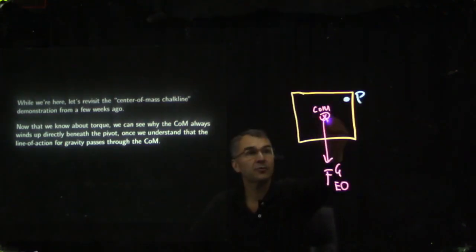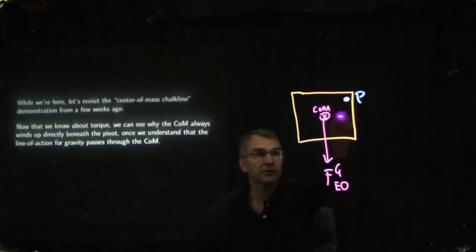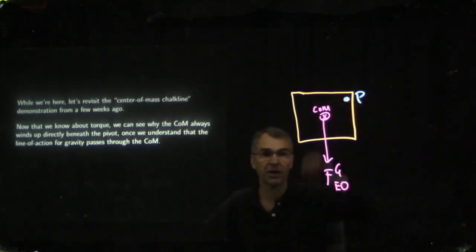Again, if I suspend this object from this pivot P, here's its center of mass. The line of action of gravity points straight down and passes through the center of mass of the object. So you can see that there is a non-zero horizontal lever arm going with this vertical force, so there will be a counterclockwise torque in this case. So as drawn here, this object is not in equilibrium.